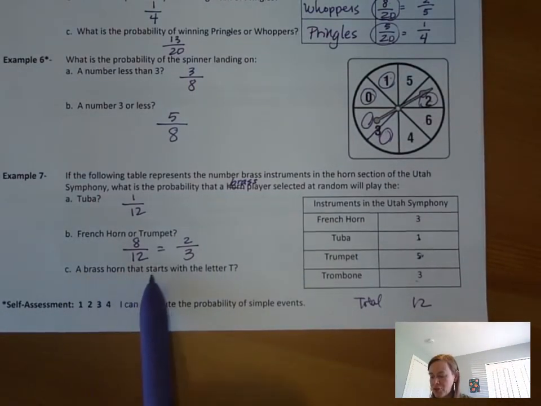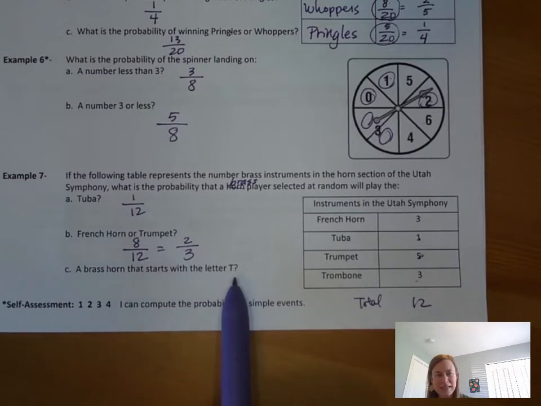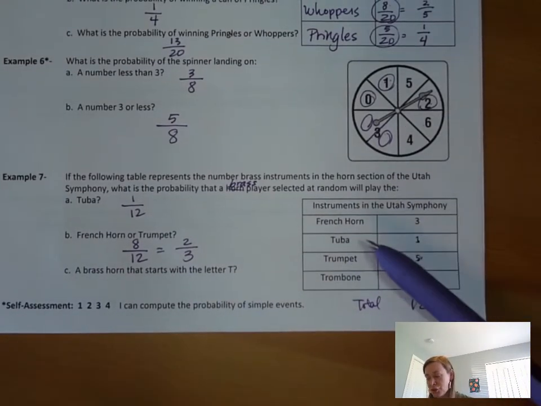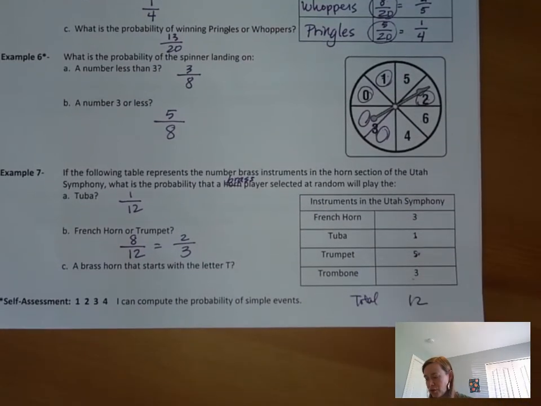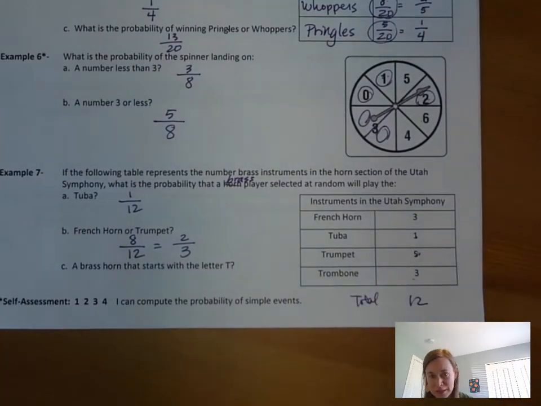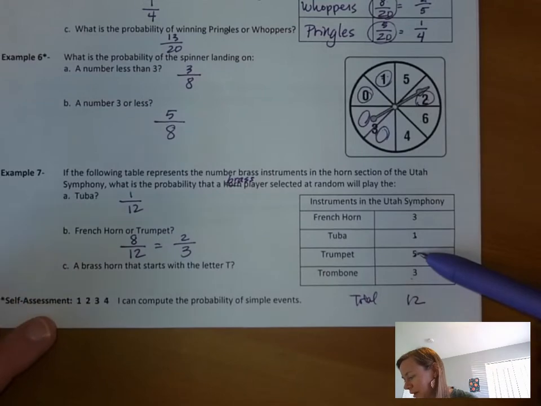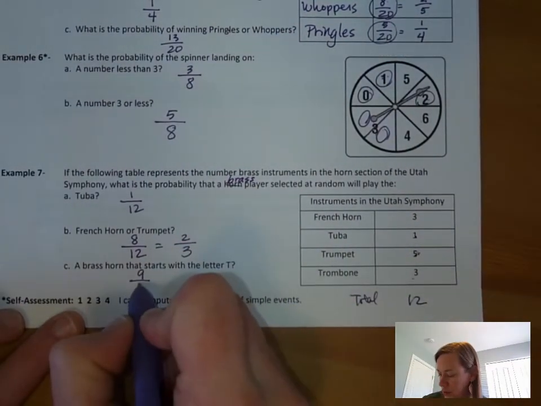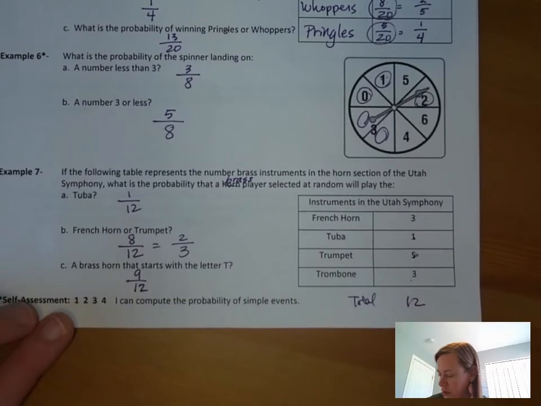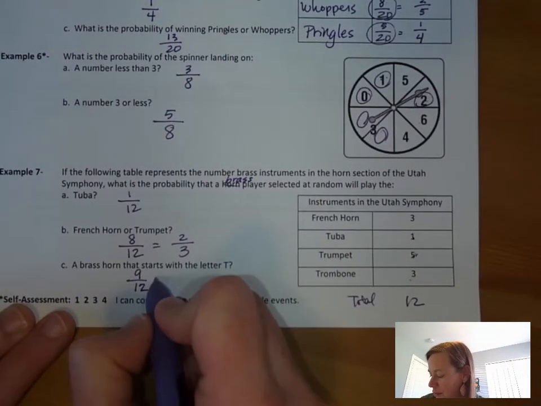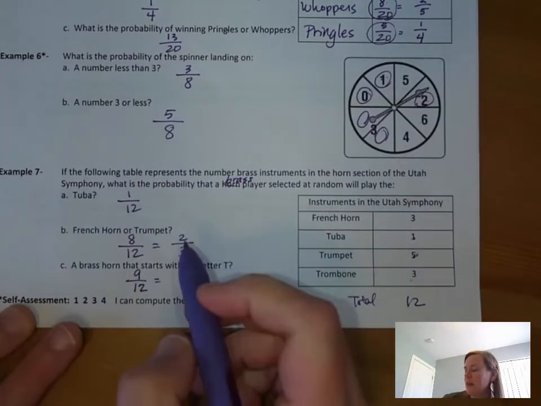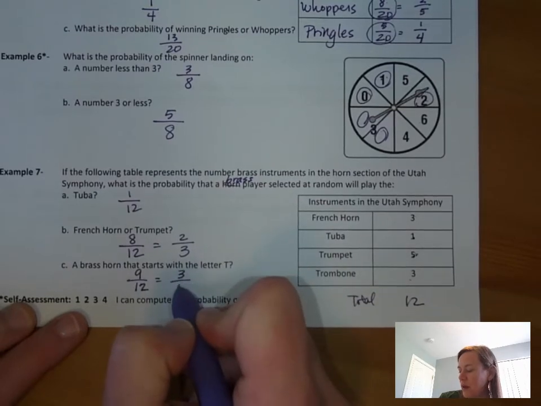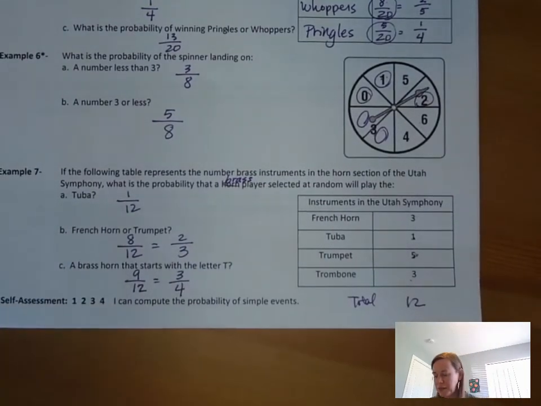Now, how about a brass instrument that starts with the letter T? Well, French horn doesn't start with the letter T, but tuba, trumpet, and trombones all start with the letter T, so let's add those up. 1 plus 5 is 6, 6 plus 3 is 9, and we still put it over 12 because there's 12 possible instruments here. Okay, so 9 over 12, those numbers can both be divided by 3, and you're left with 3 over 4 once it's fully simplified. And that is your final answer.